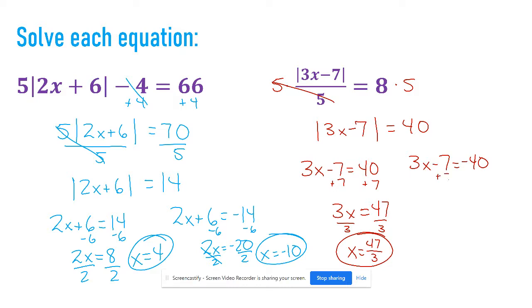So we're going to add 7 to both sides again. This time we're going to get 3x equals, if we have negative 40 and positive 7, that's going to be negative 33. And when we divide that, this one's going to work out pretty nicely. We're going to get negative 11. So those are the two values that would satisfy this equation, 47 thirds and negative 11. So that's solving equations with absolute value. It's really not much different than solving other equations. You just reach this step where you have to split it into two separate equations to get two separate values.